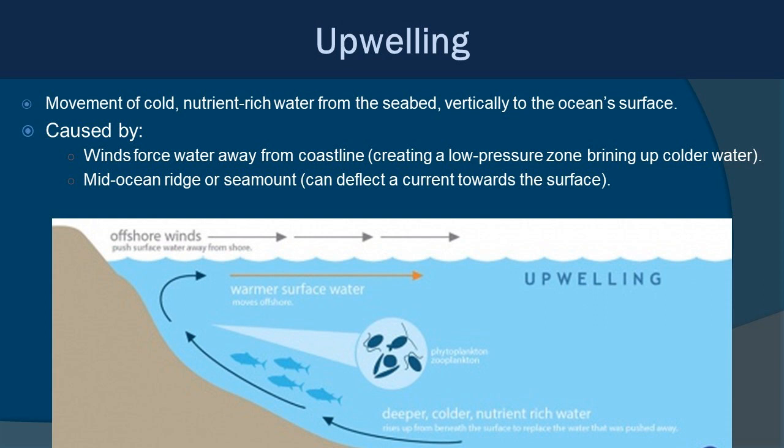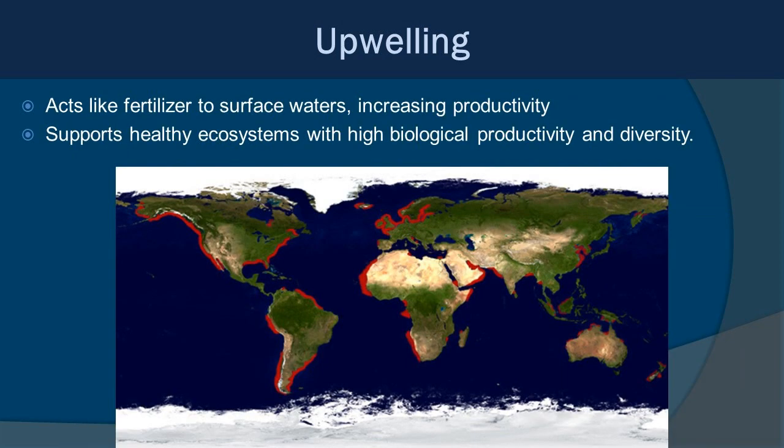One of the classic ways upwelling occurs has to do with offshore wind. With that steady offshore wind, you create a low-pressure zone along the continental margin, bringing up colder water from the deeper areas. Another way this can happen is through the deflection of deep ocean currents, where mid-ocean ridges and seamounts deflect the currents upwards.